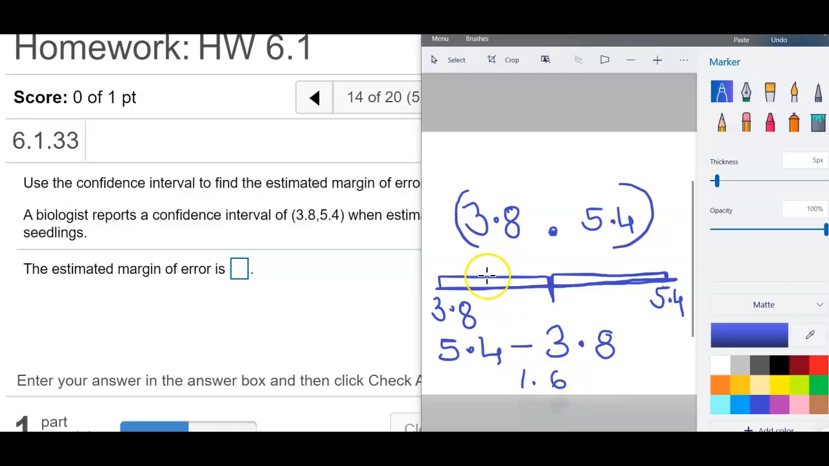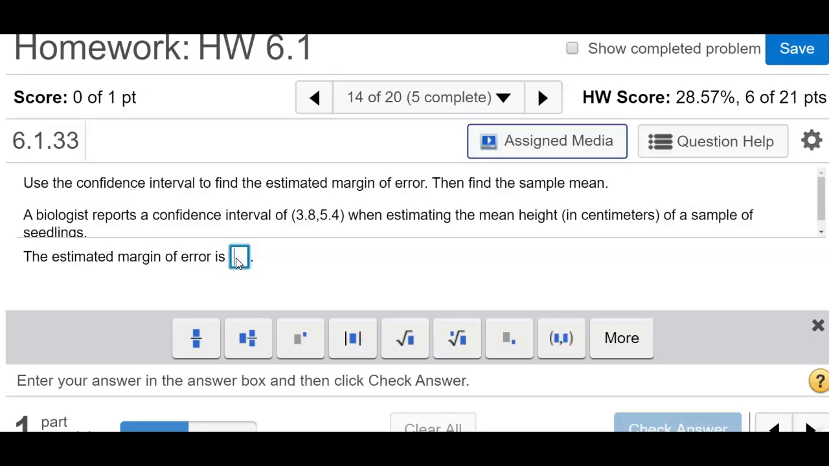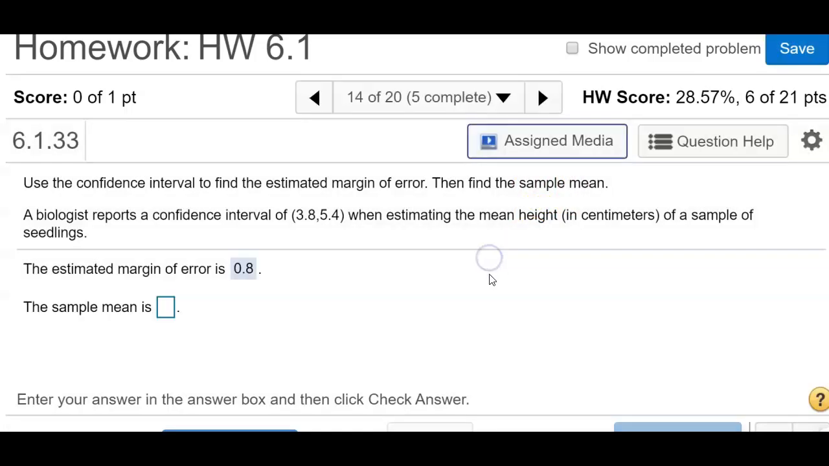So what do I do? How do I find half of it? Each one is going to be 0.8 and 0.8. Do you see that? So I'm simply going to go ahead and plug in. My margin of error is 0.8, and check my answer. Very good.